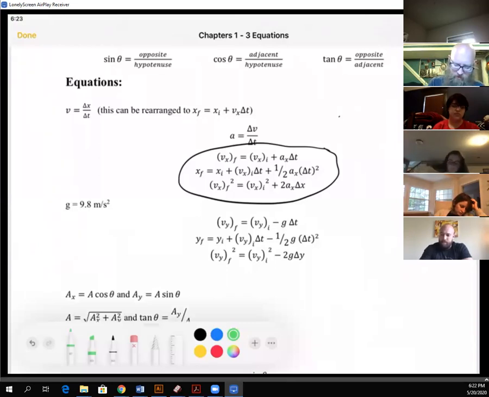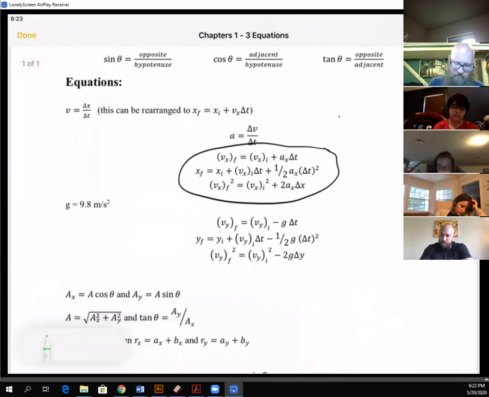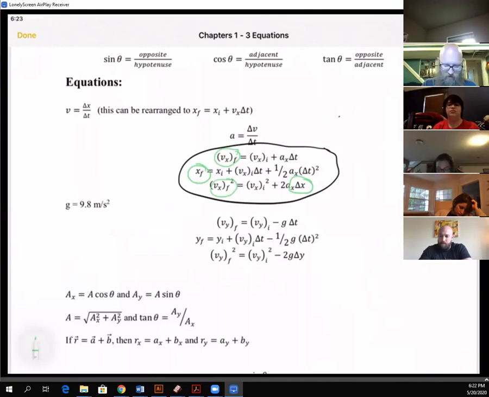I know delta x, or x final, right? That's 10 meters. I know v final is 0, right? I want to get to the top of the ramp and not be moving. I don't know a time. And I'm looking for v initial.